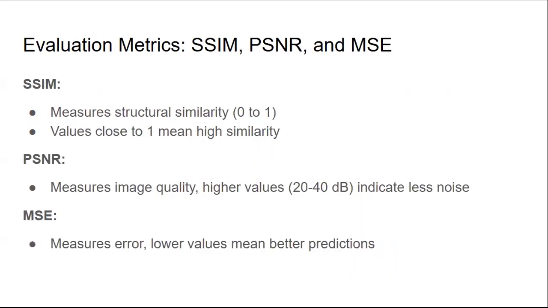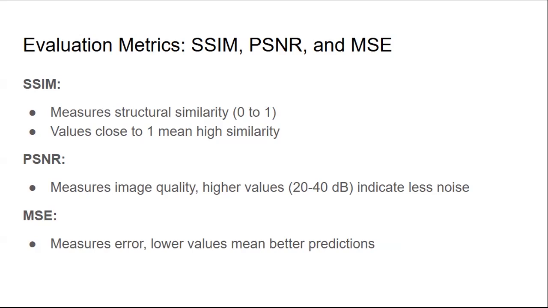To evaluate the pix2pix model, three metrics are commonly used: SSIM, PSNR, and MSE. SSIM, or Structural Similarity Index, ranges from 0 to 1. It measures the structural similarity between two images. A value closer to 1 means a better match between the predicted and true images.